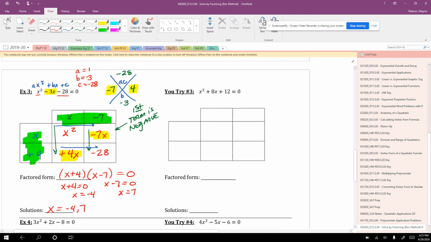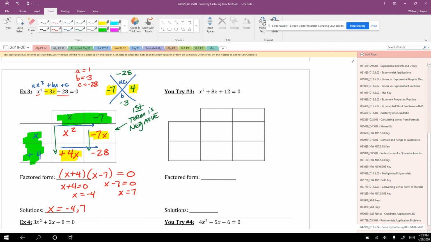Okay? So again, what we did is we factored it, and that allowed us to go from standard form to factor form. And then once we're in factor form, now we can use the zero product property to solve. So this is why we care about factoring, is that it's one method to solve a quadratic. All right, go ahead and try the next one on your own.